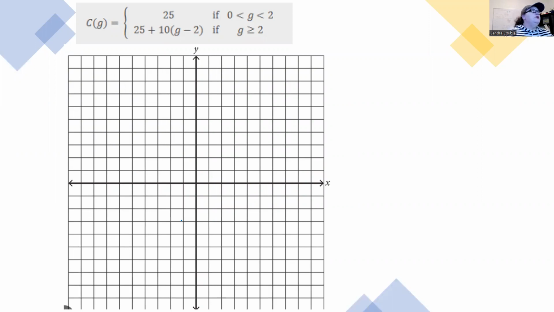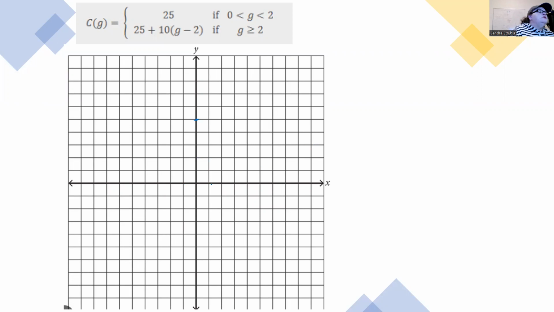Let's graph this. So, no, this is not the one. What does this look like? 25. So we have to go up to 25. So how can I do this? I could do 5, 10, 15, 20, 25. So there's 25. It's 25 between 0 and 2.